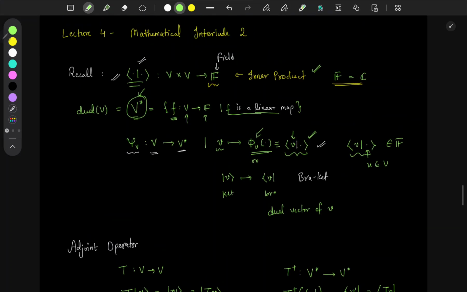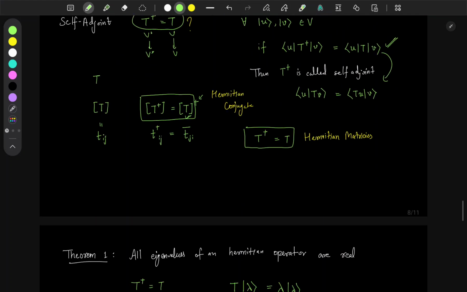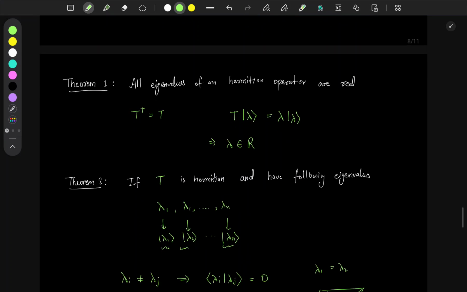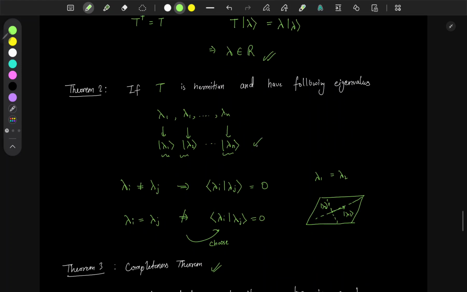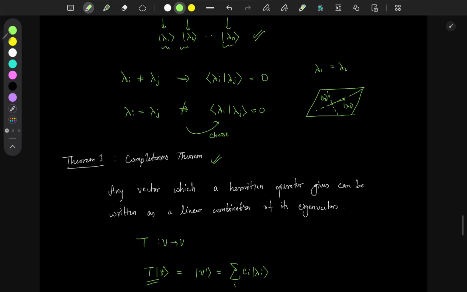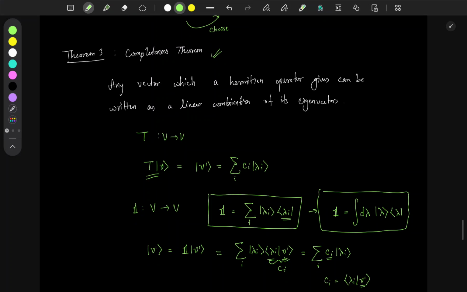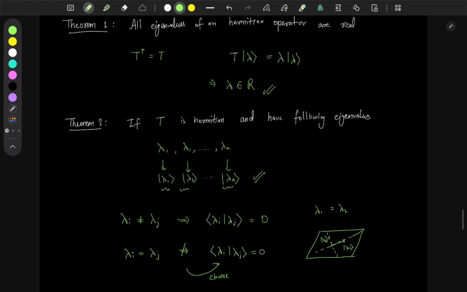So to summarize, in this video we learned about what the adjoint operator is, what the self-adjoint operator is, and the very important properties of these self-adjoint or Hermitian operators. That is, the eigenvalues are real, the eigenvectors are all orthogonal, and can be made orthonormal by the Gram-Schmidt procedure, and the completeness relation, that is, any output vector of those Hermitian operators can be written as a linear combination of the eigenvectors. And with this we conclude this lecture.